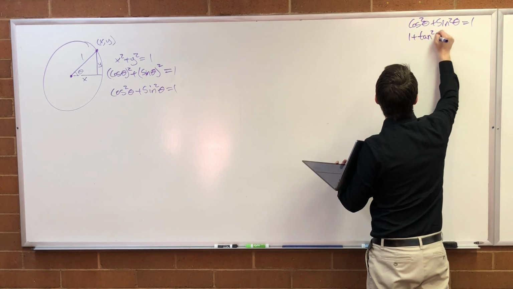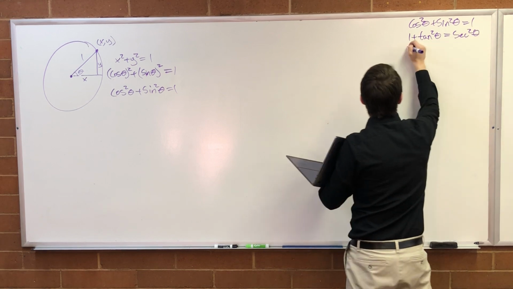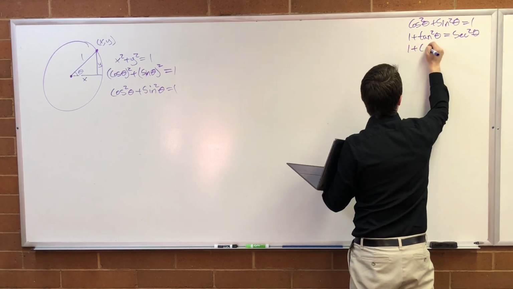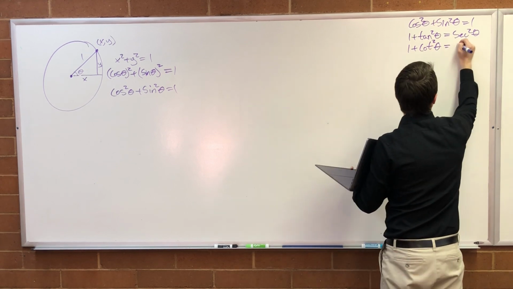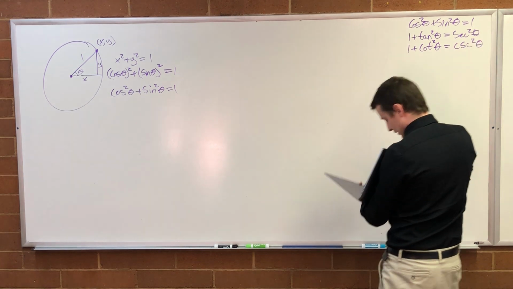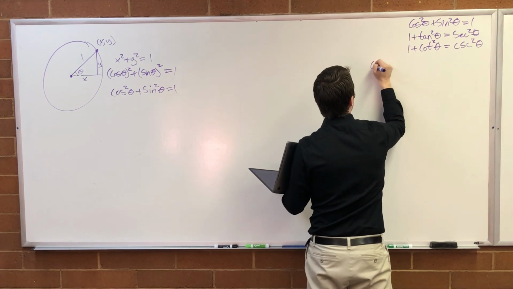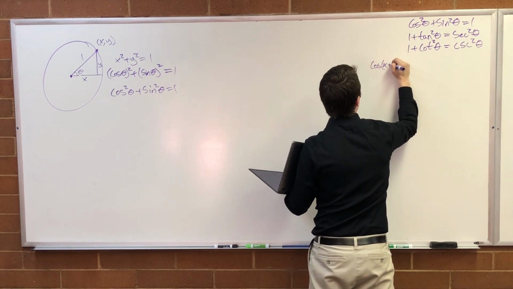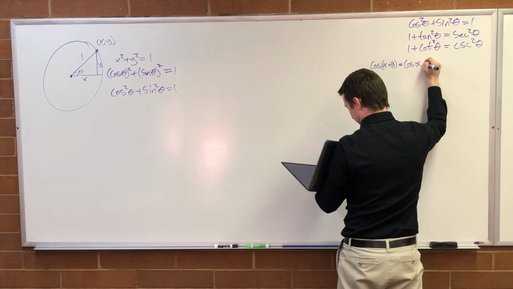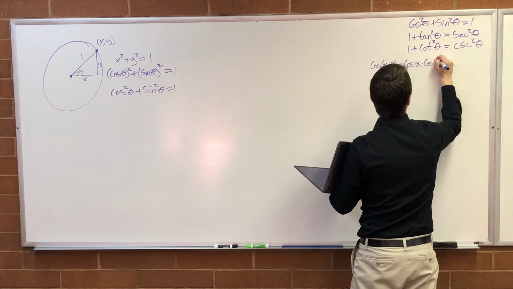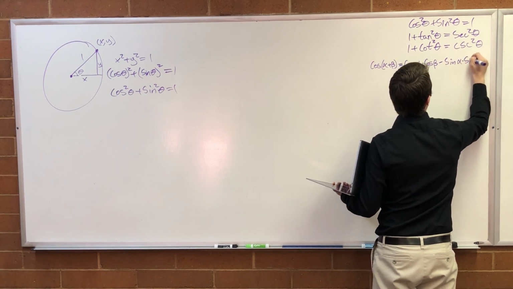So the next one we'll prove is that 1 plus tangent squared of theta is equal to secant squared of theta, and then we'll prove that 1 plus cotangent squared of theta is equal to cosecant squared of theta. And then we'll prove that cosine of alpha plus beta, when we're adding two angles together, is equal to cosine of alpha times cosine of beta minus sine of alpha times sine of beta.